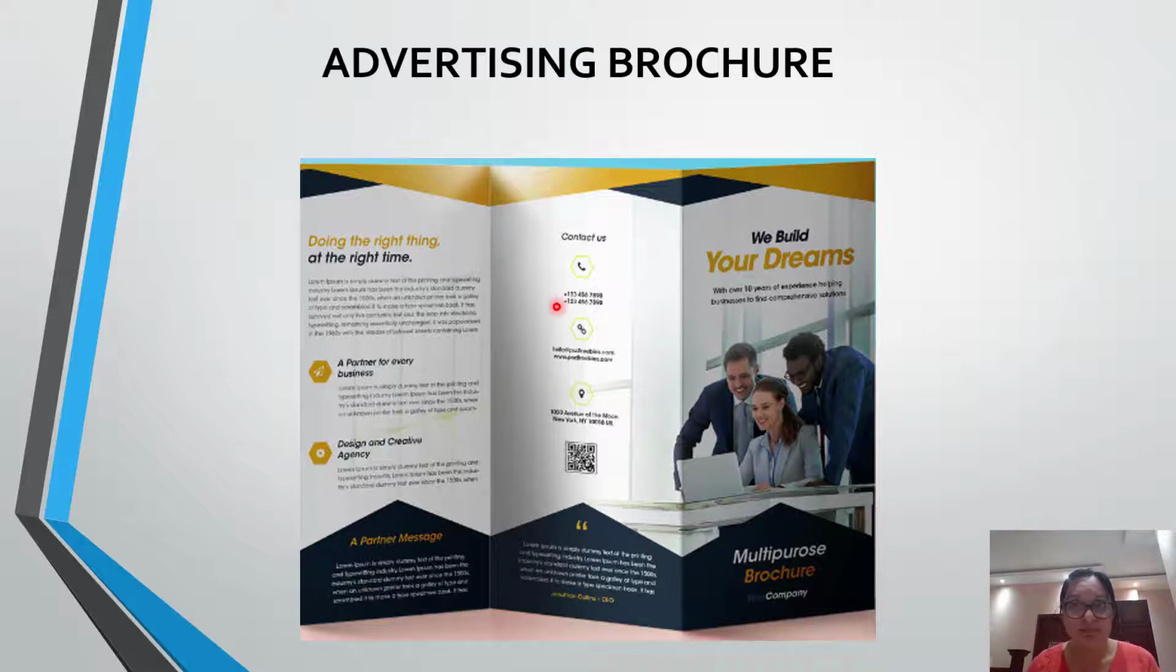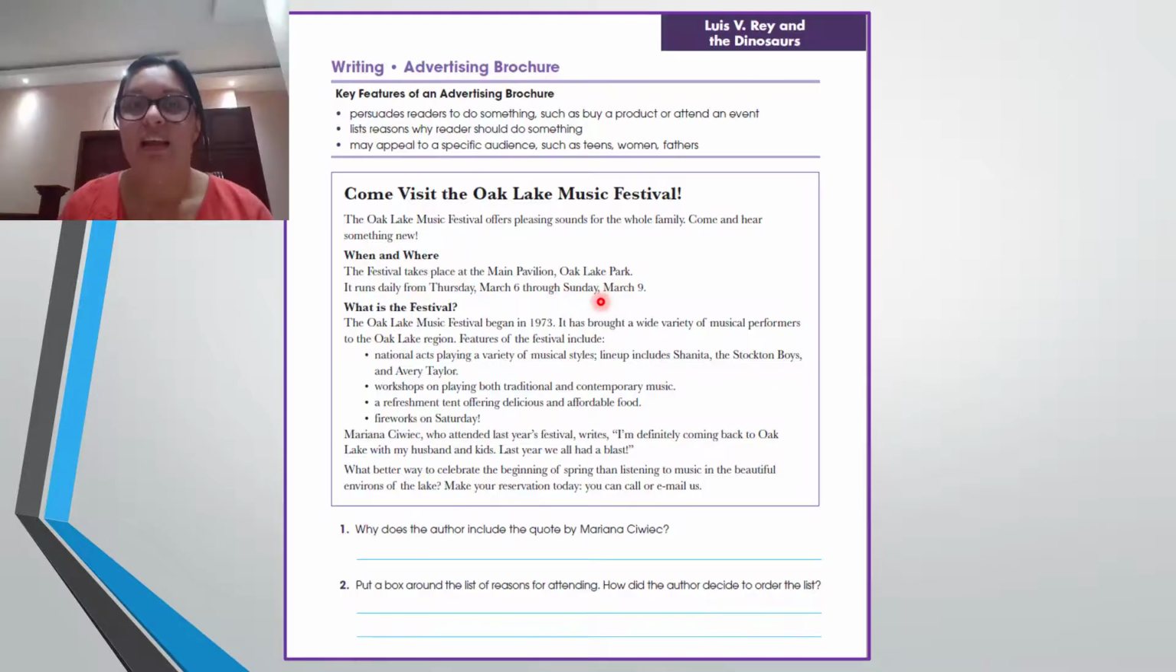Have you seen one of these? Yes, right? For example, when we go to the bank, the banks have brochures. At school, in our school we have brochures with the information of the school and the prices and so on. So a brochure is something that people use to sell a product or to advertise an event, to announce an event. And a brochure has certain characteristics. So let's go to page 129.